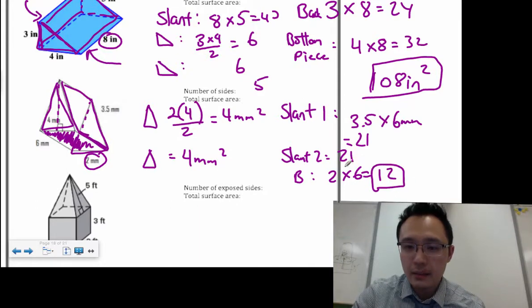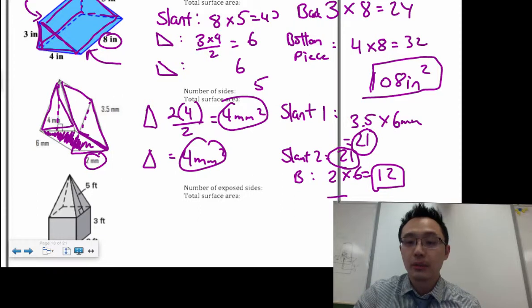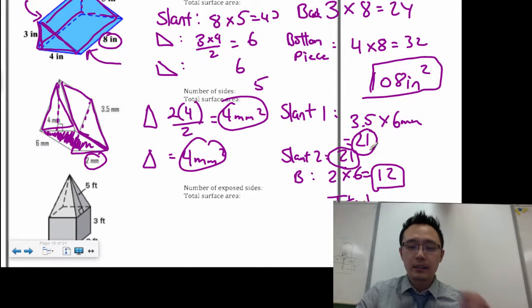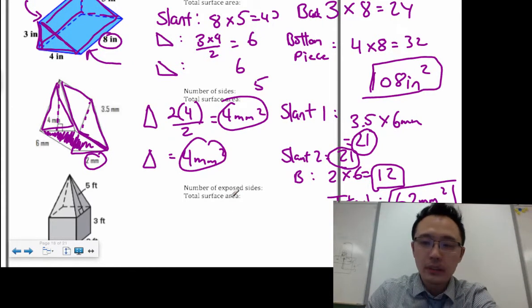So I'm going to add this, and that for the grand total. So there's a lot of work here. So that's going to be 8 plus 21 is 29. 29, 30, 40, 50, 62. 62 millimeters square. That's the total surface area. So let's move on to the next one.